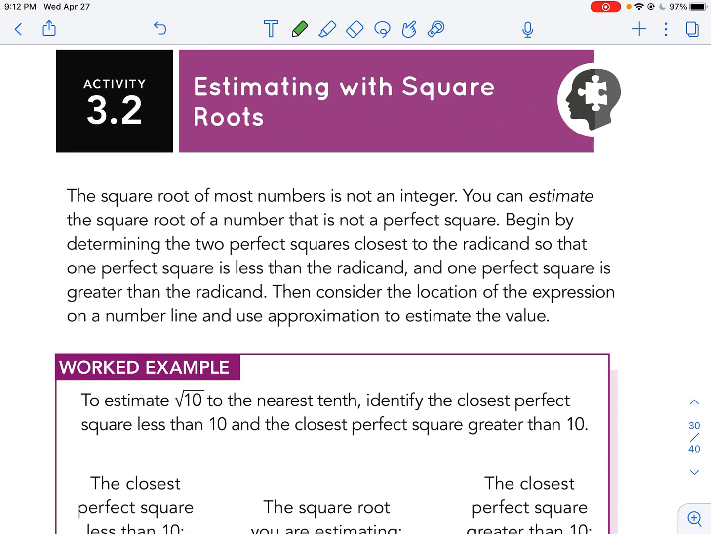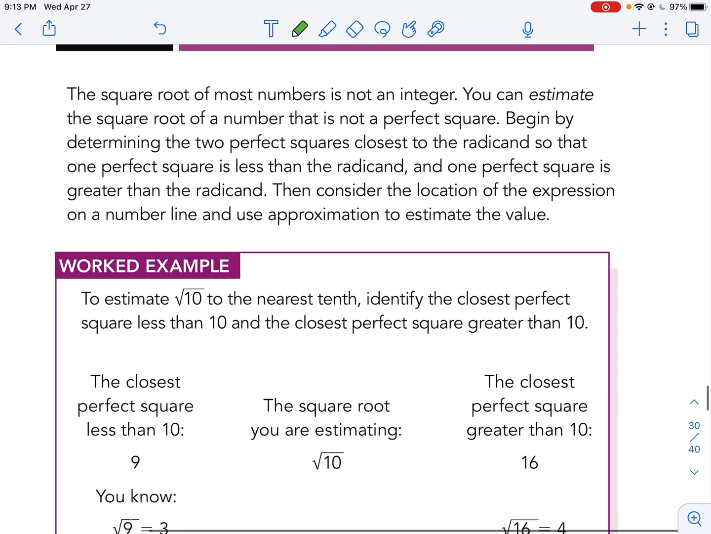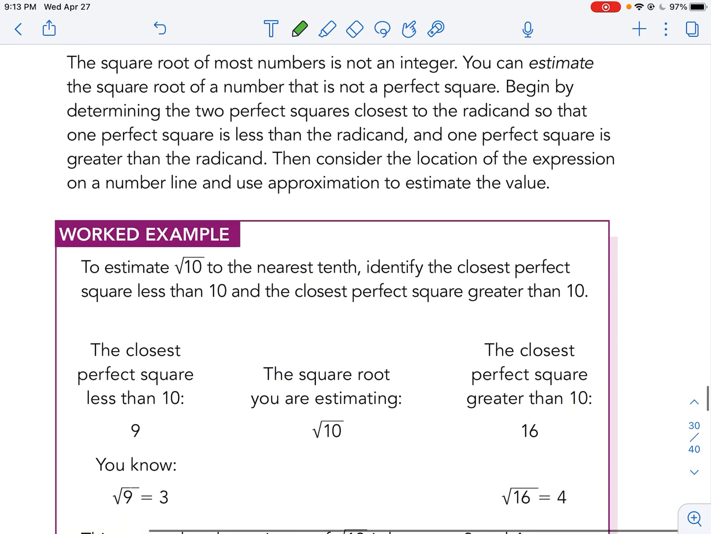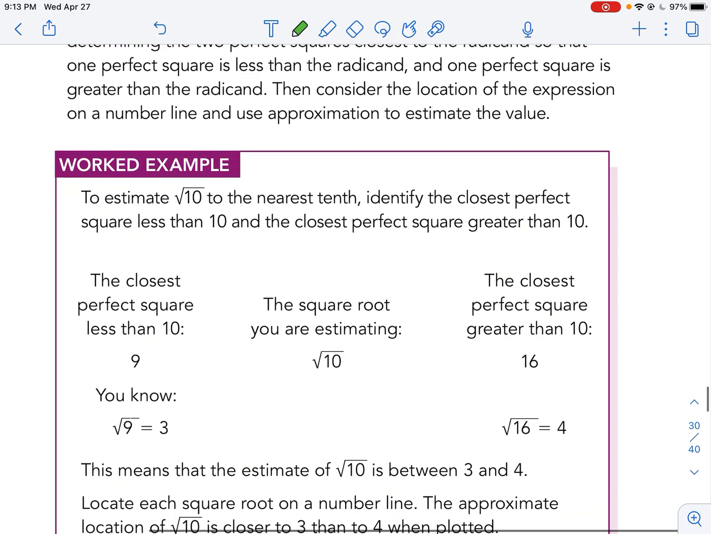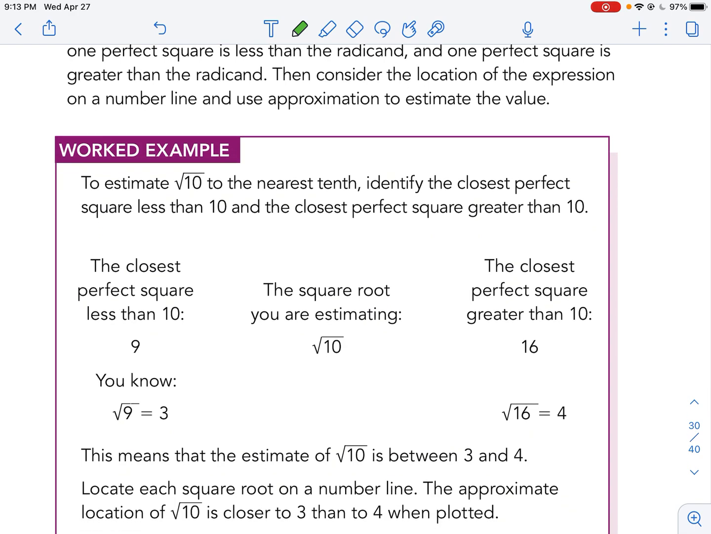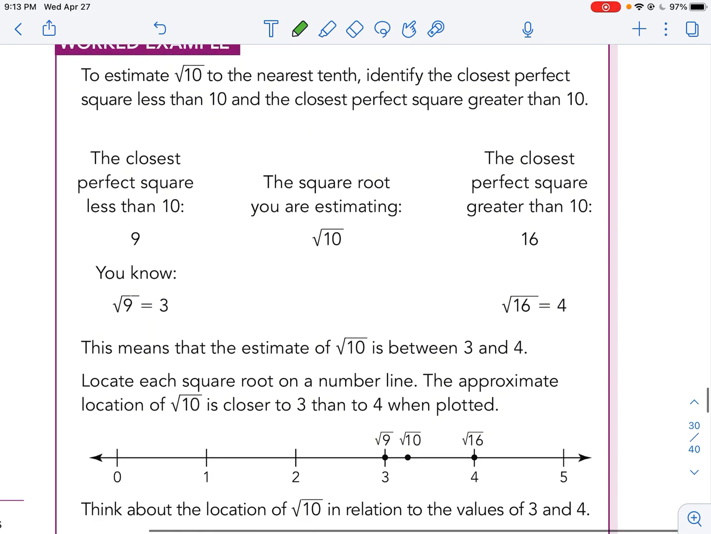We're going to estimate square roots. The square root of most numbers is not an integer. You can estimate square roots of numbers that are not a perfect square. Begin by determining the two perfect squares closest to the radicand, so that one perfect square is less than the radicand and one perfect square is greater than the radicand. This part is actually easier than you think. Then consider the location of the expression.